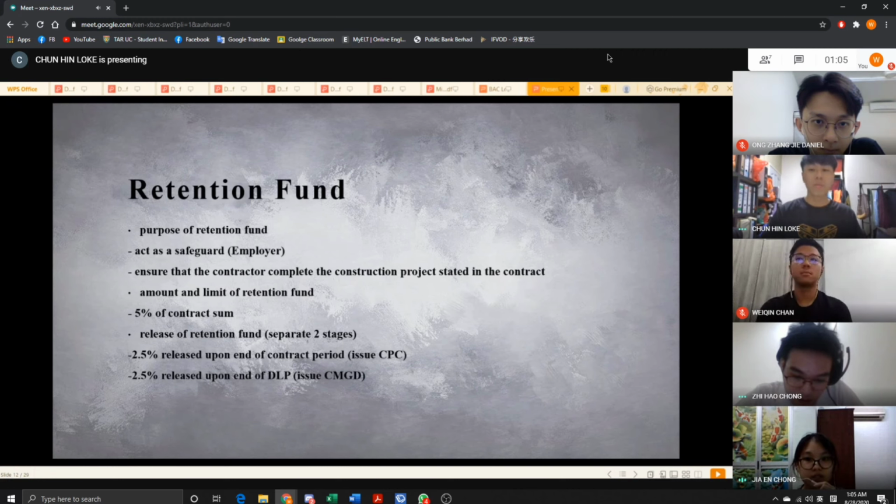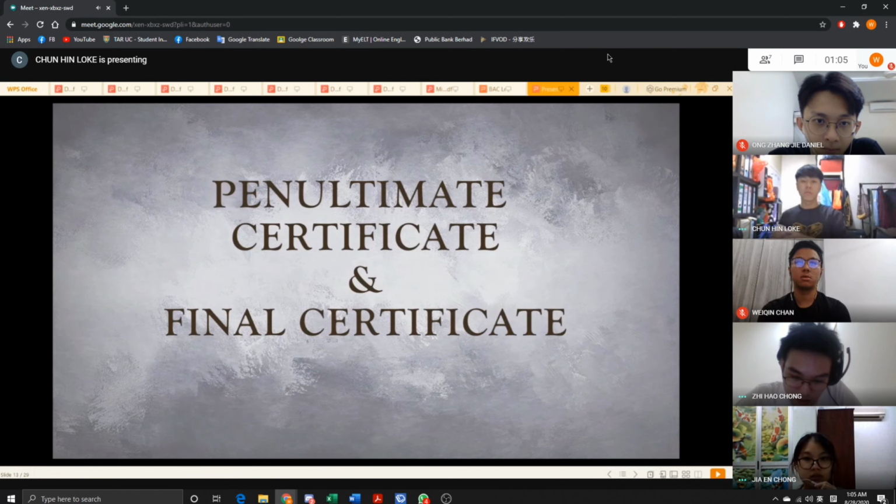Retention fund is released separated into two stages. First moiety is 2.5% released upon end of contract period when CPC is issued. Second moiety is 2.5% released upon end of DLP when CMGD is issued. Next. For the penultimate certificate and final certificate.